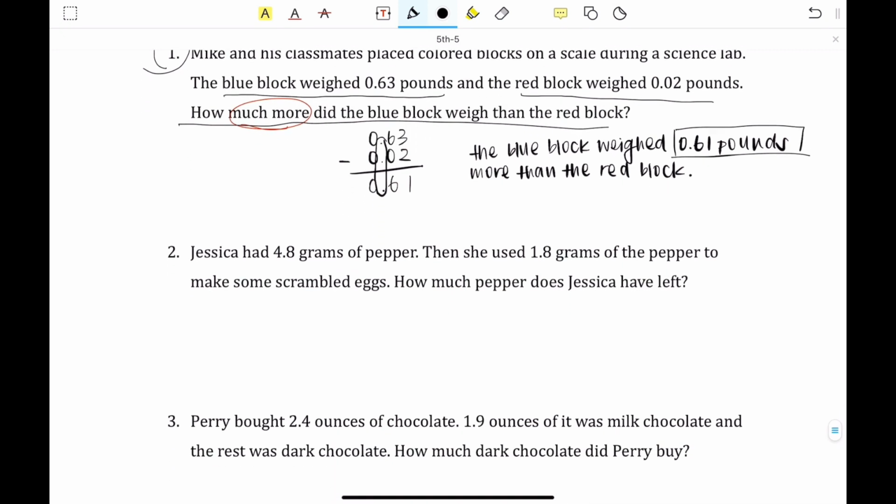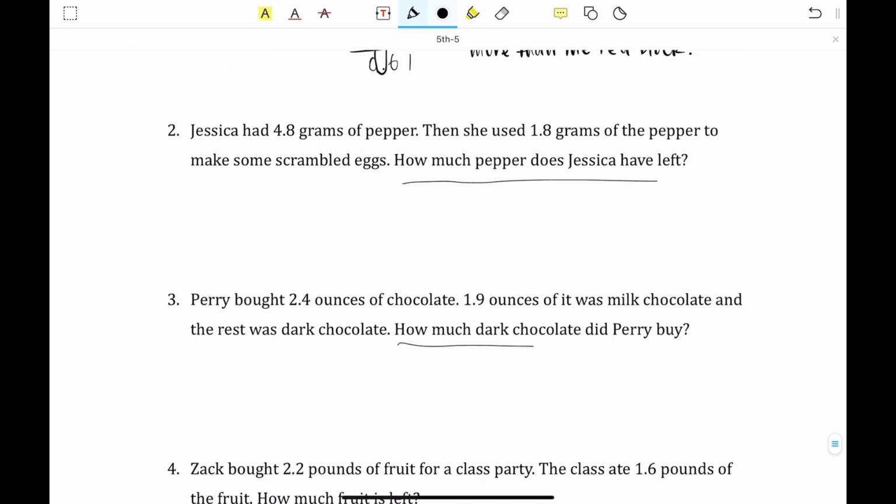And the rest of them, the question will always tell you whether you add or subtract.